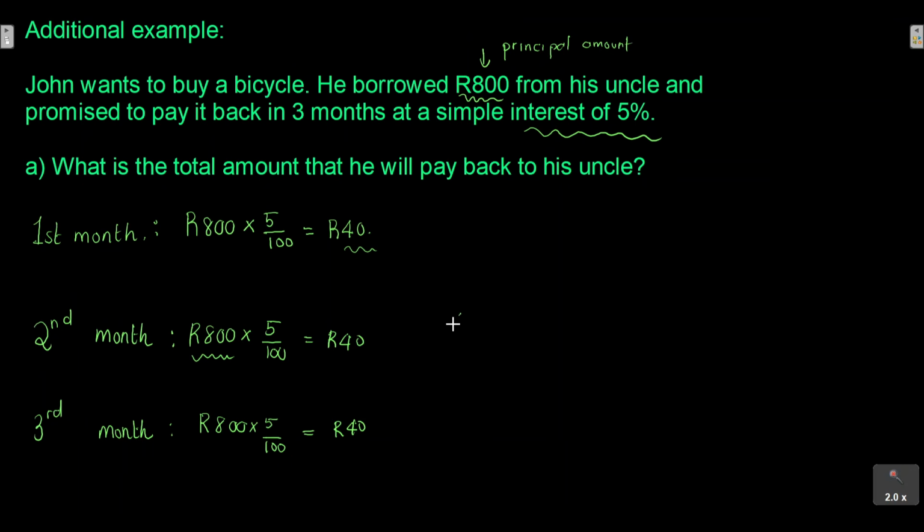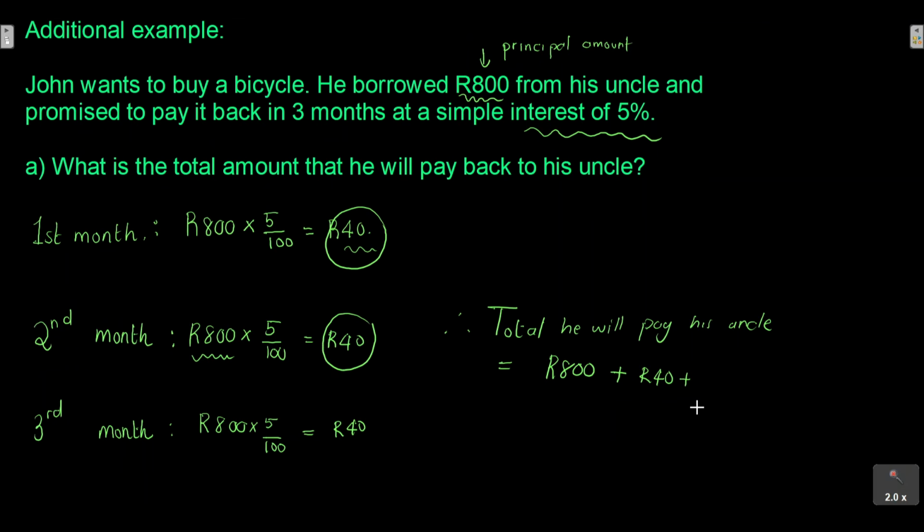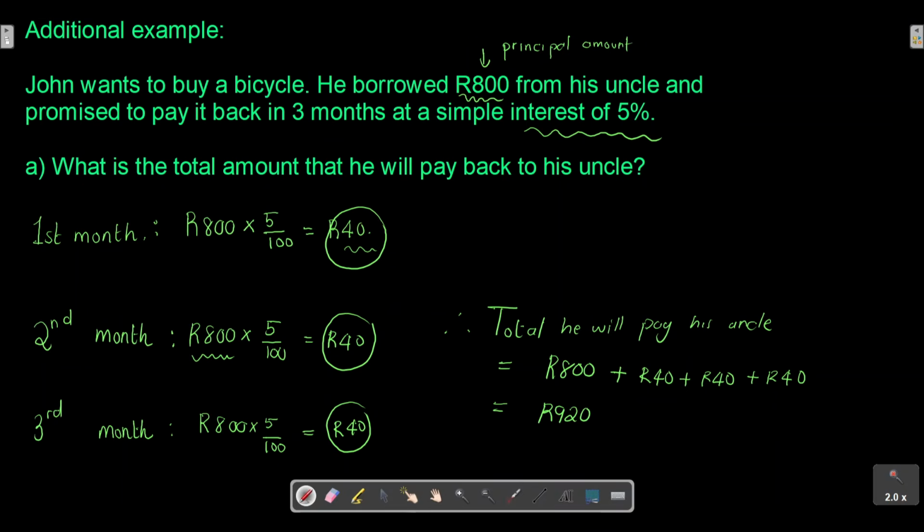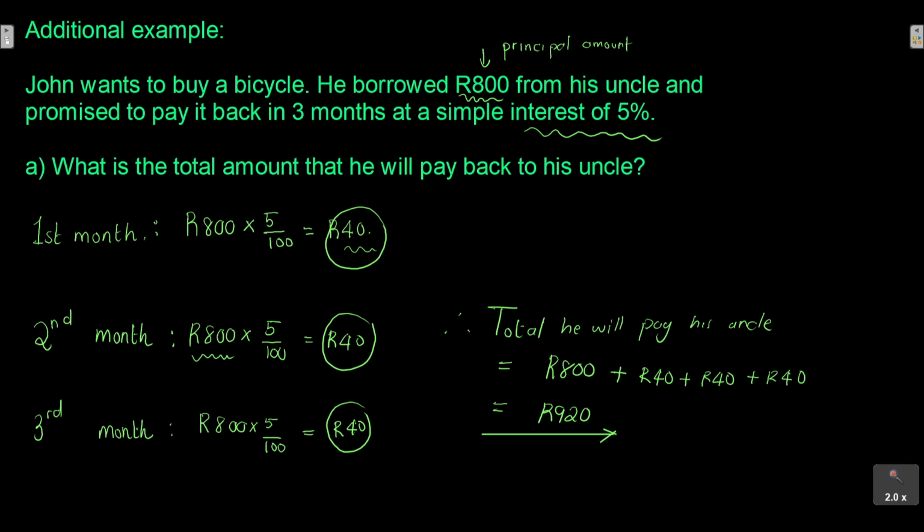Okay, so therefore, the total that he will pay back is going to be the 800 Rand that he borrowed. Remember, he borrowed 800 Rand plus the 40 Rand interest for the first month, plus the 40 Rand interest for the second month, plus the 40 Rand interest for the third month. All right. So if you punch this into your calculator, the total amount that he will pay back to his uncle is actually equal to 920 Rand.